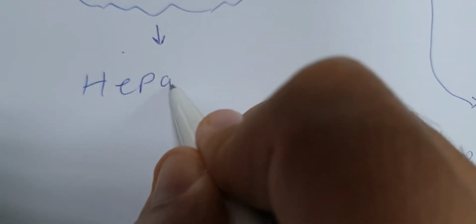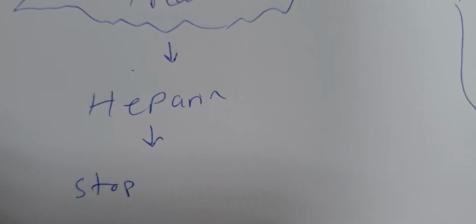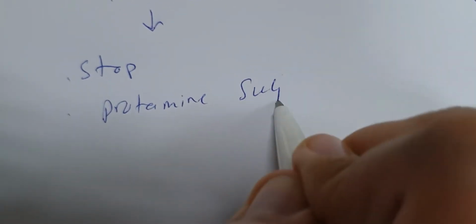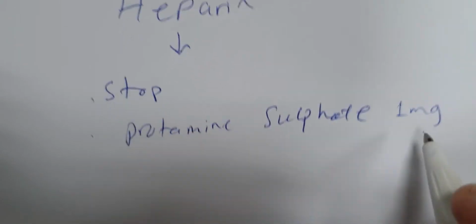For heparin bleeding, all we need is to stop the heparin, and the INR will normalize after 3 to 4 hours only. Sometimes we can use protamine sulfate 1 milligram IV. In the case of low molecular weight heparin, there are fewer side effects.